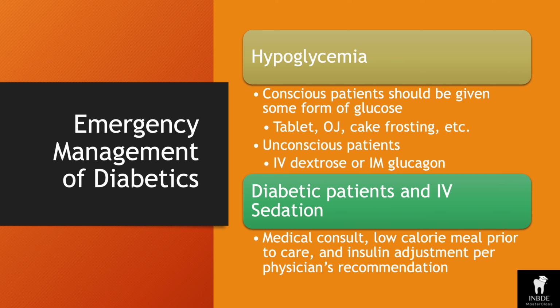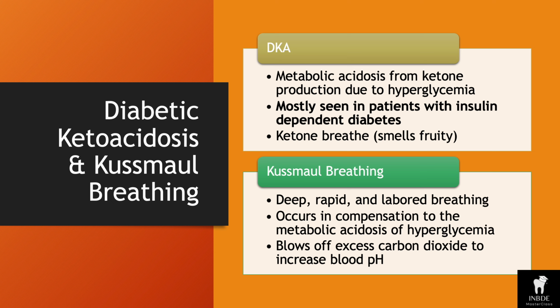Next up, we're going to talk about diabetic ketoacidosis and Kussmaul breathing. Diabetic ketoacidosis is a type of metabolic acidosis from ketone production as a result of hyperglycemia. It's mostly seen in patients with insulin-dependent or type 1 diabetes. They have that ketone breath like we talked about earlier, where their breath smells a little bit fruity. These patients can suffer from what's known as Kussmaul breathing, which is a quick way to identify them. It's a type of deep, rapid, and labored breathing that occurs as a compensation to the metabolic acidosis they're suffering as a result of their hyperglycemic state. They're simply blowing off excess carbon dioxide to help raise their blood pH.